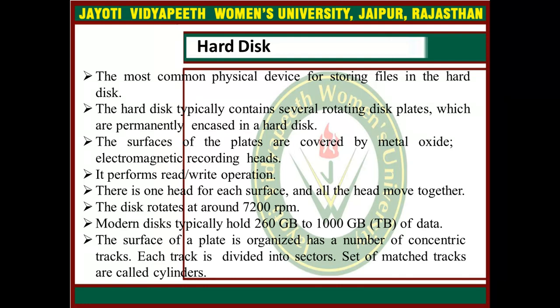The surface of a plate is organized as a number of concentric tracks. Each track is divided into sectors. A set of matched tracks is called a cylinder.